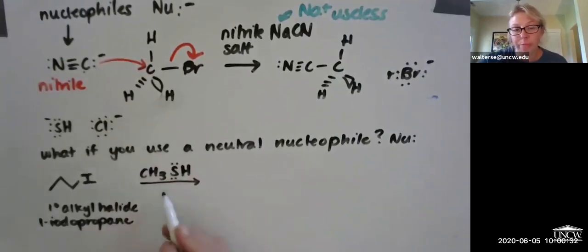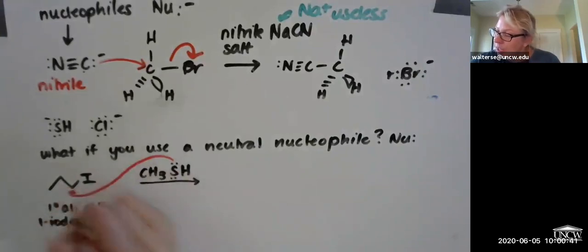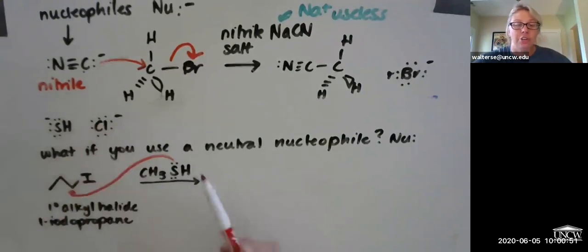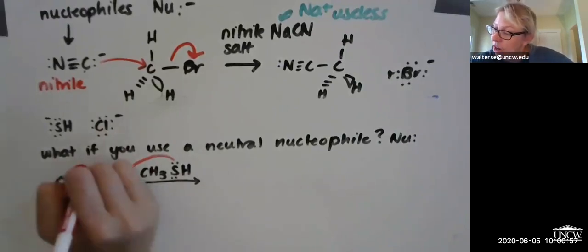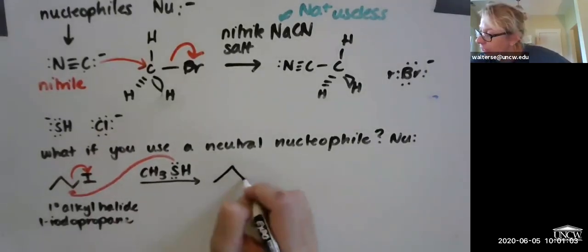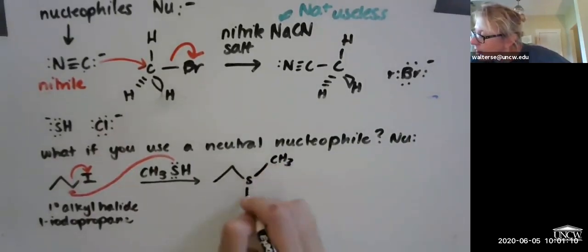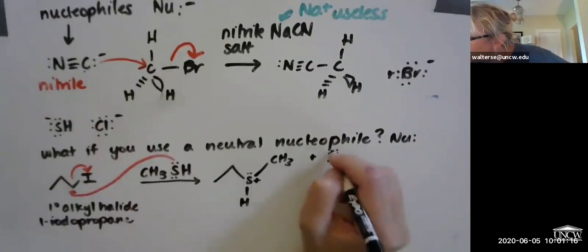nucleophile. Now, solvents always go at the bottom. Nucleophiles can go on the top of the arrow. The entire nucleophile will attack. You can't just lose a proton because you want to have a negative charge. You'd have to use the neutral nucleophile as is. Kick off the iodine, and you'd end up with this species.